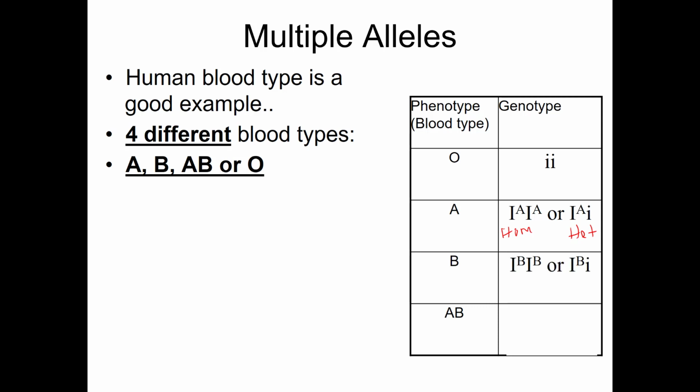B blood type is the same thing, IB, IB, or IB, little i. Again, this is our homozygous for B, and this is our heterozygous for B blood type. Please make sure that you guys are writing down this information, this homozygous and heterozygous. And then AB blood type is just IA, IB.